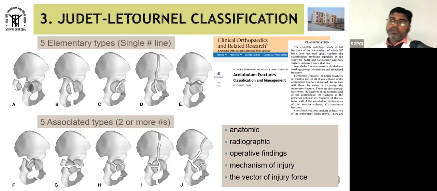Now, as the work of Judet and Letournel, I told you that there are 4 things, the 2 columns and the 2 pillars. But it's not like you just make any combination out of them and come up with a classification. They actually studied 647 fractures, and then they found that there was a common pattern amongst these fractures. And based on those fractures that they saw, they also tried to decipher the mechanism of injury, the vector of injury force, and also tried to correlate that with the operative findings.